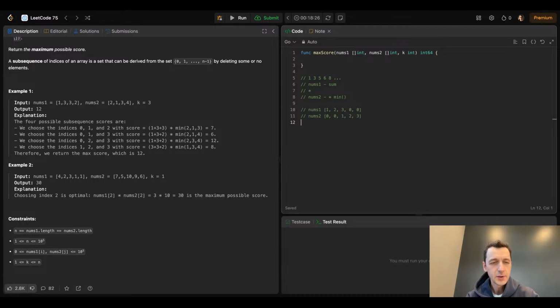Choosing index 2. By the way, example 2, k is 1, so it's kind of a simple case. We'll choose index 2. That's index 2, 3 and 10, and they will be multiplied. That's our maximum score.